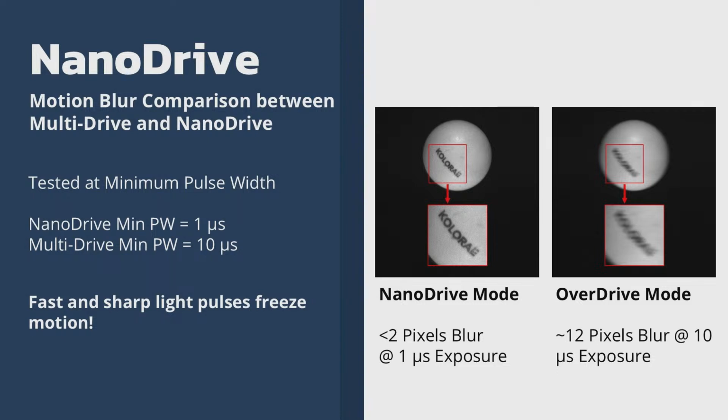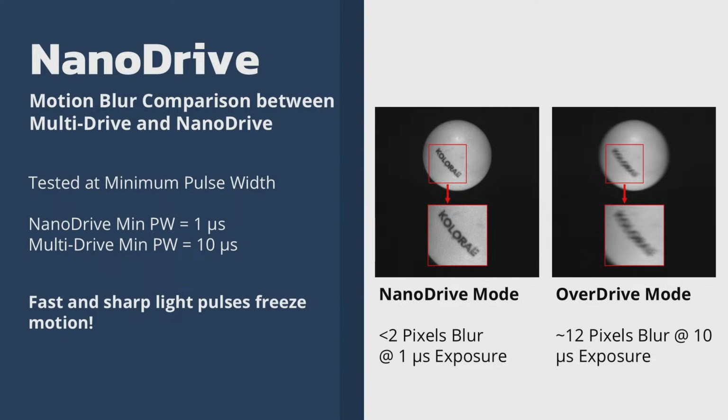So on this next slide, then, we're showing you an example of motion blur capture between just standard multi-drive type of overdrive and a high-speed NanoDrive. And in this case, we're taking advantage because of the high-speed nature. We're running both of these lights at their minimum times. But for the NanoDrive, that means we can do it in 1 microsecond. And for multi-drive, we have to use 10 microseconds minimum pulse width. And for that 10 microseconds, there's actually some latency before the light turns on and slower on and off.